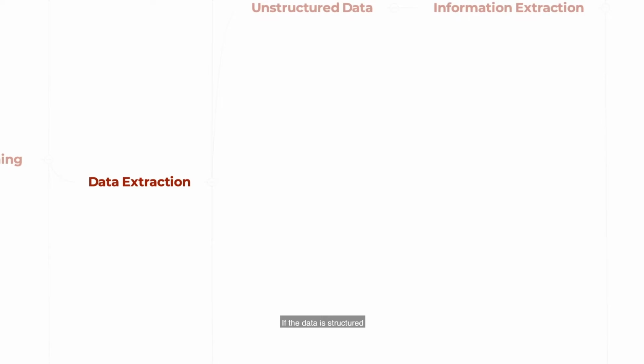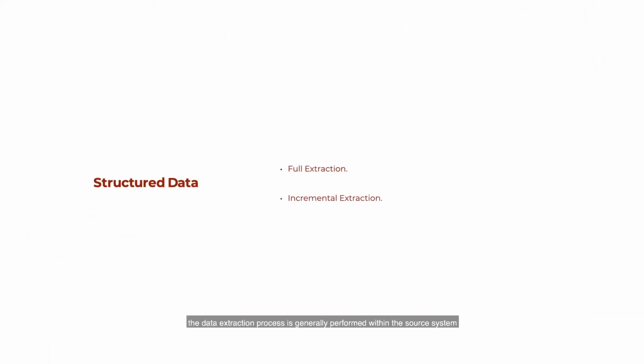If the data is structured, the data extraction process is generally performed within the source system. It's common to perform data extraction using one of the following methods. For full extraction, data is completely extracted from the source, and there's no need to track changes. The logic is simpler, but the system load is great. Incremental extraction: changes in the source data are tracked since the last successful extraction, so that you do not go through the process of extracting all the data each time there is a change.